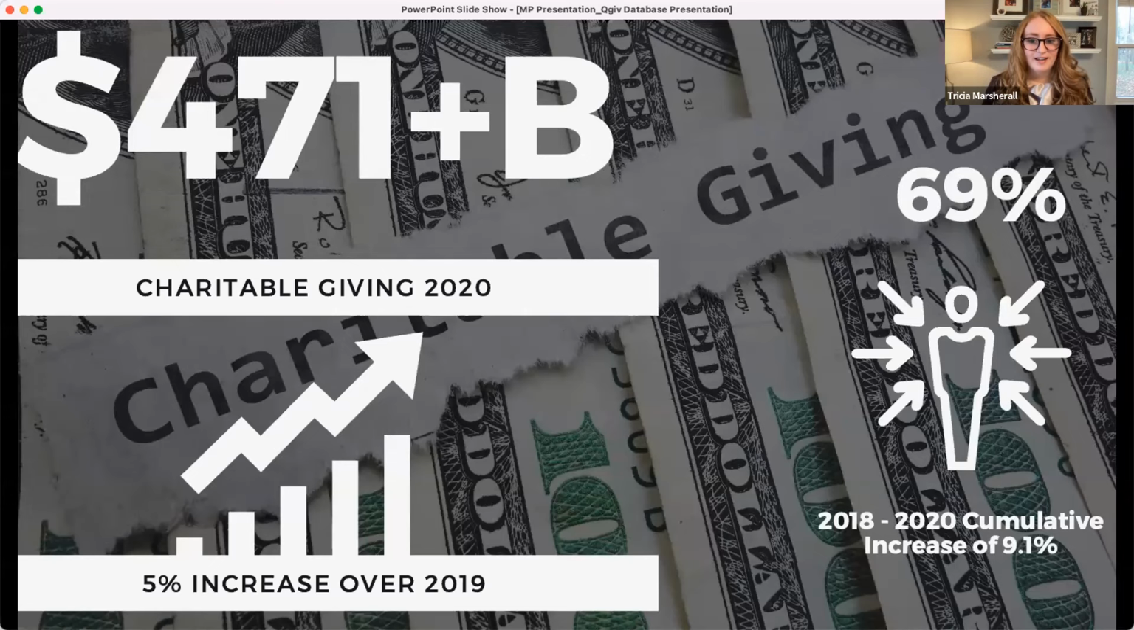So let's dive in. I'm going to start with some key background. The most recent annual report on philanthropy in America produced by Giving USA found that charitable giving totaled more than $471 billion in 2020. That's growing by 5% over 2019. And that's in spite of a lot of the fundraising challenges that the pandemic brought on. And with 69% of those funds coming directly from individuals. We saw an overall cumulative increase between 2018 and 2020 of 9.1%.